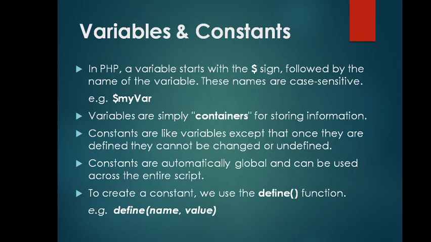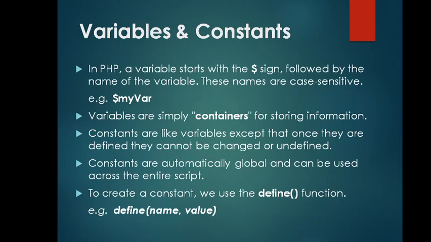Okay people, so now we're on a roll. We're going to learn about variables and constants. So in PHP, a variable starts with a dollar sign and it's followed by the name of the variable. Remember, these names are case sensitive. An example of a variable declaration you can see right here: dollar sign my variable. Variables are simply containers for storing your information.